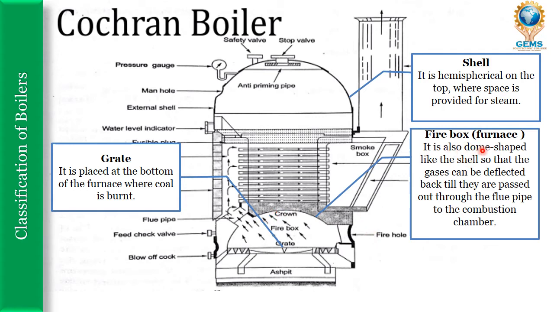It is also dome shaped like the shell so that the gases can be deflected back till they are passed out through the flue pipe to the combustion chamber. So this is the combustion chamber. It is dome shaped so that the gases can be deflected back till they are passed out through the flue pipe to the combustion chamber.